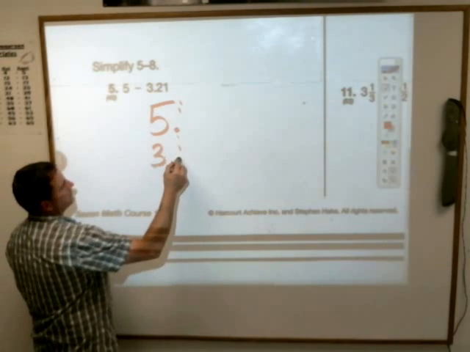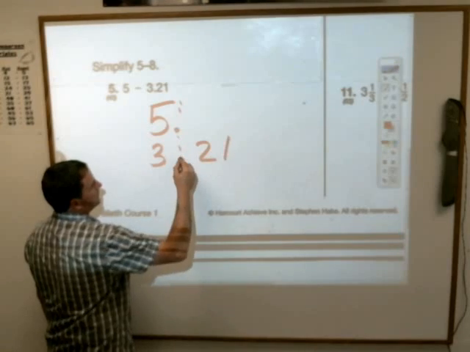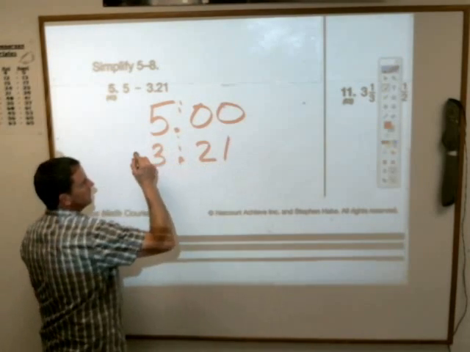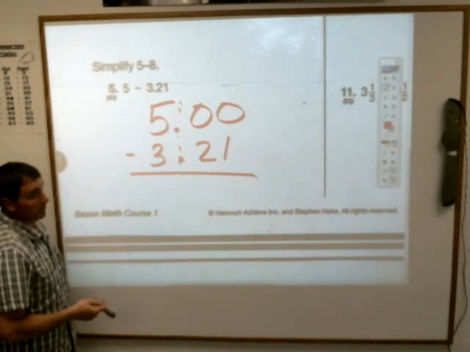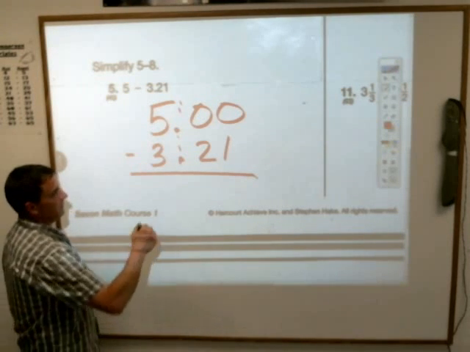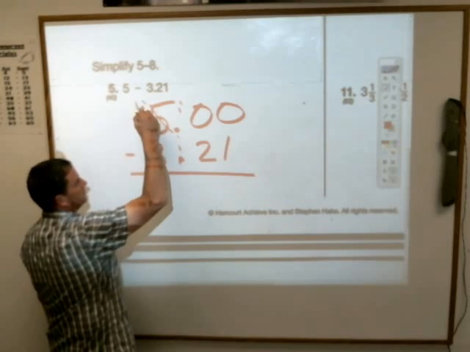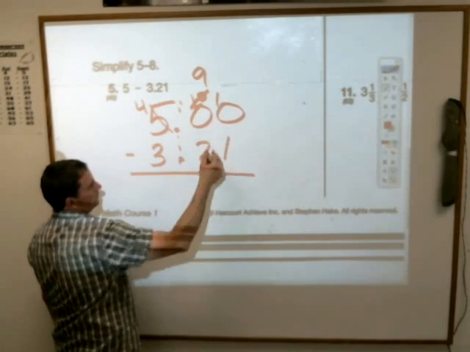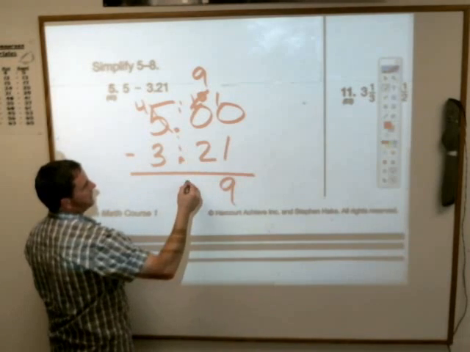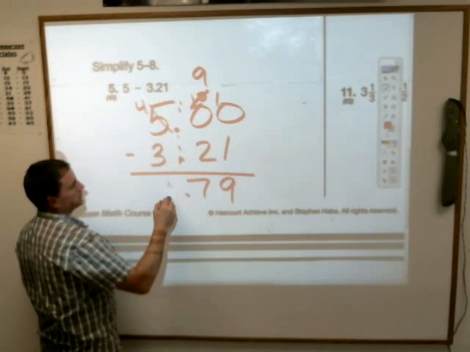So, 3.21. Put a couple of zeros in there so you have stuff to subtract from. Did you get 2 1 as part of your answer? Because you have to borrow from the 5. This becomes a 10. Borrow from the 10, it becomes a 9. That becomes a 10. 1 from 10 is 9. 2 from 9 is 7. 3 from 4 is 1.